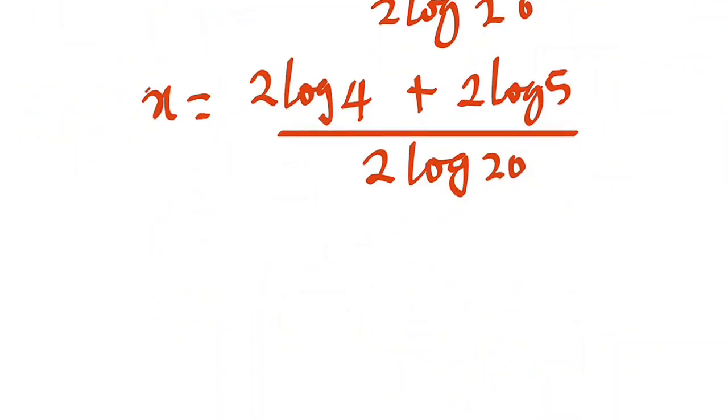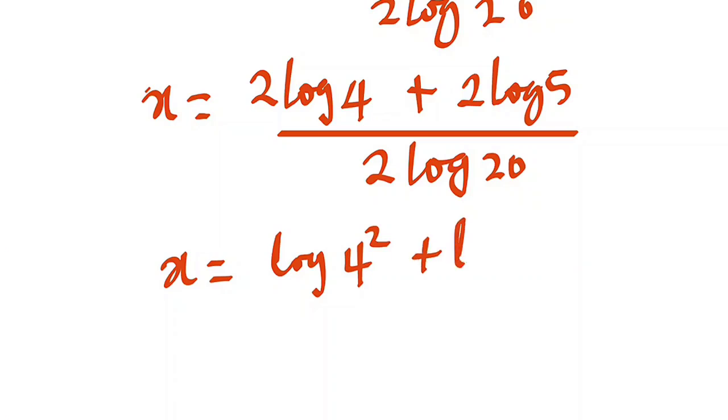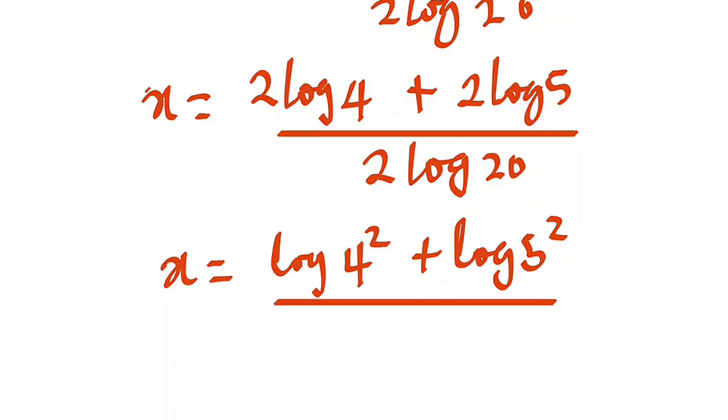So now moving on, we're going to have x equals 2 log 4 plus 2 log 5. This 2 will come here and becomes the power. This 2 here will become the power of 5. So we're going to have log 4 raised to power 2, plus log 5 raised to power 2. Then divided by the one below, which is going to be log 20 to the power of 2.